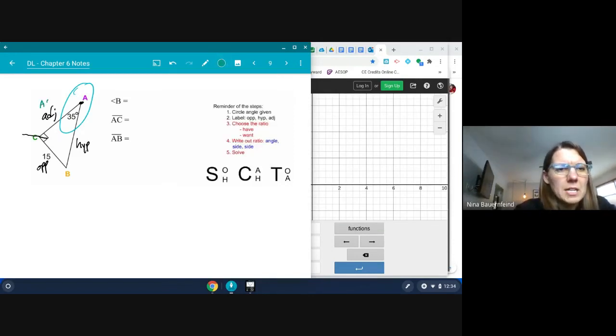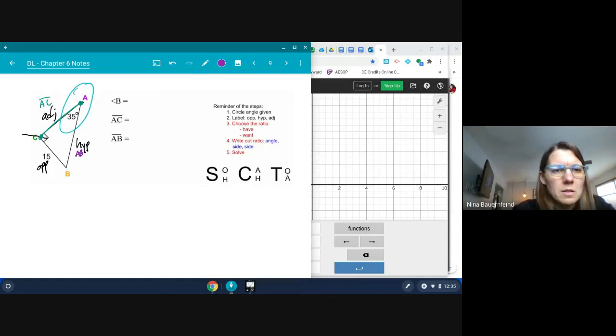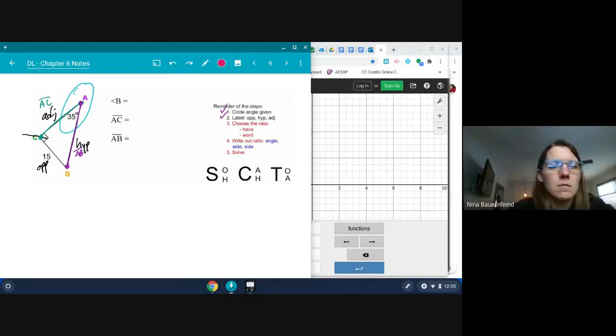Sidebar, this is AC because AC. And this one is AB because AB. So we're done with steps 1 and 2. Let's just find AC first because it's listed first right here. So I'm going to go like this.